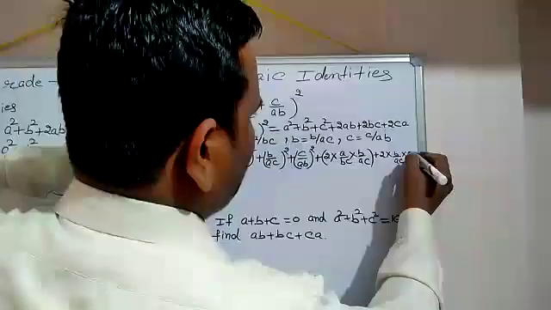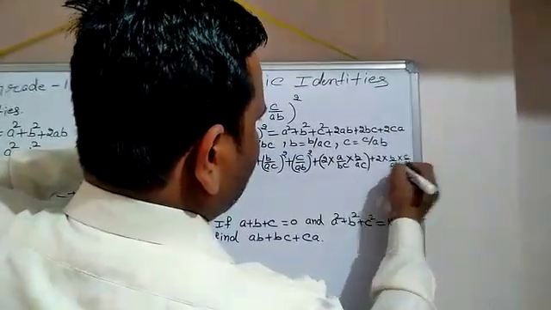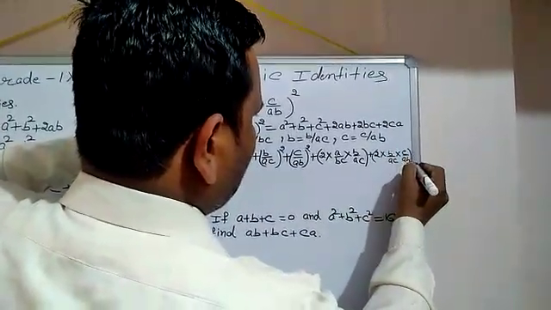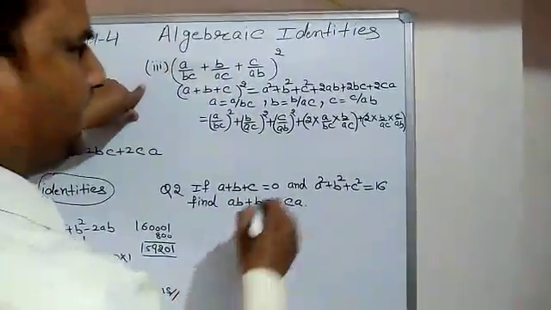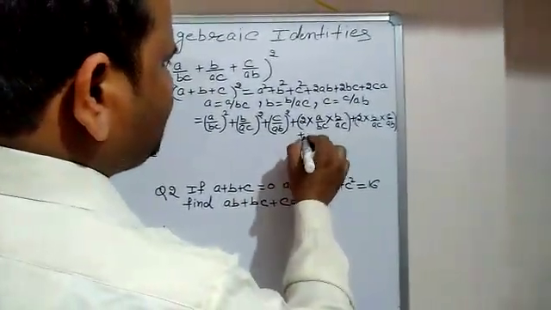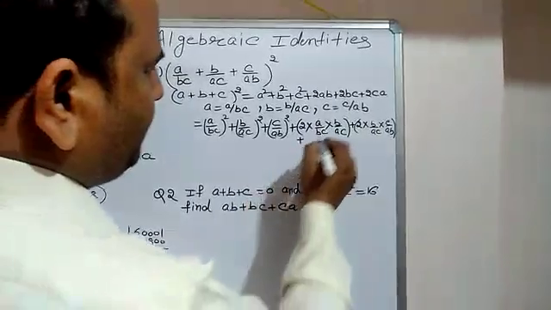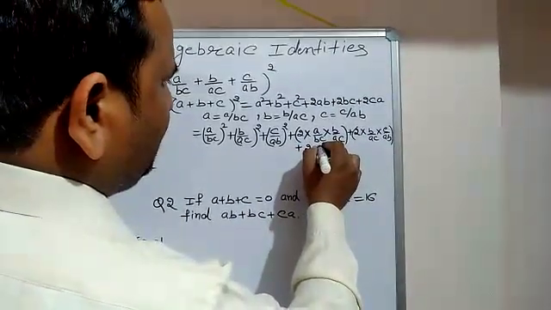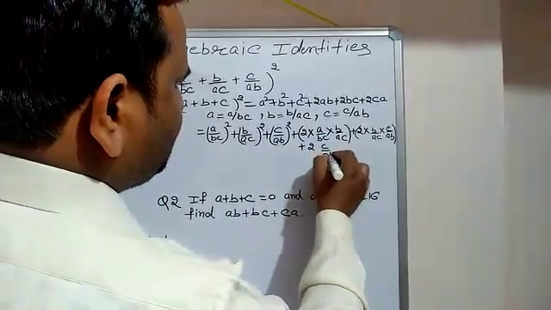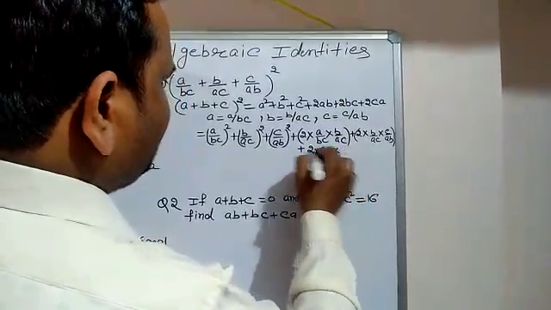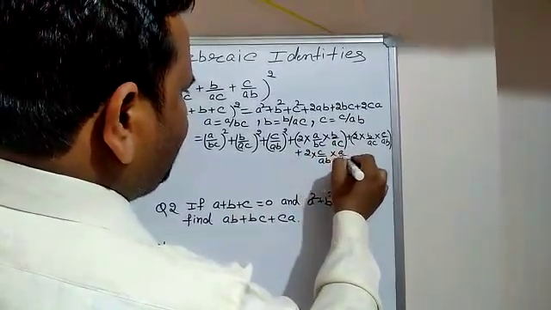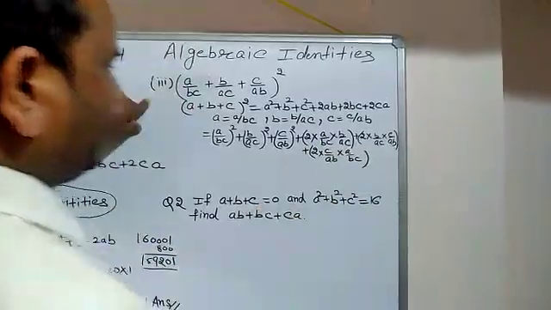And c value is what? C upon ab. Be careful when you write all your values. A little mistake makes your question wrong, students. So be careful, everyone. Last one is 2ca. C value is c upon ab with the multiplication sign. Last a value is a upon bc. We also have to keep it in bracket.